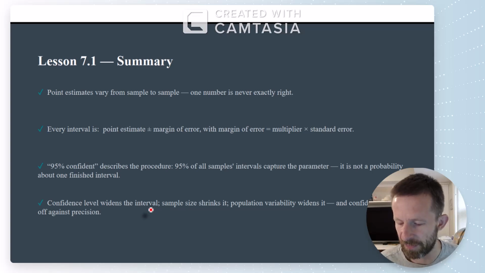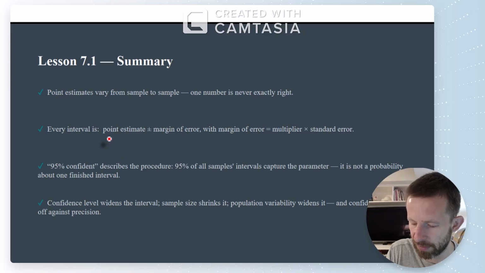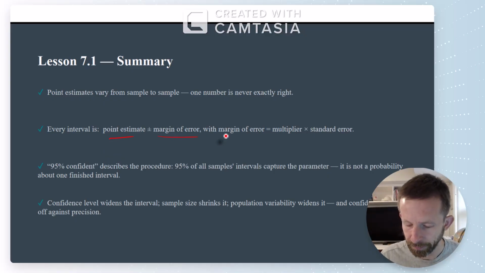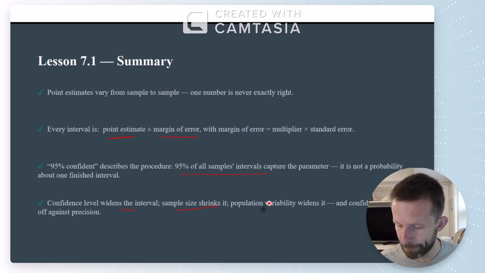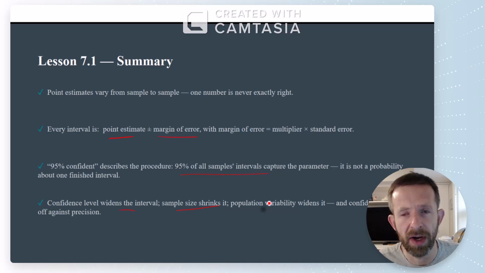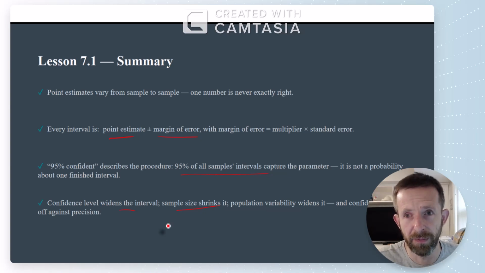So point estimates vary from sample to sample. One number is never exactly right. Every interval is point estimate plus or minus the margin of error. 95% confident describes the procedure. 95% of all sample intervals capture the parameter. And the confidence level widens the interval. So the higher the confidence level, the wider the interval. Sample size shrinks it. The bigger the sample size, the smaller the interval, all else being equal. So that's the introduction to confidence intervals. And in the next two sections, we're actually going to go through the mathematics of calculating them.